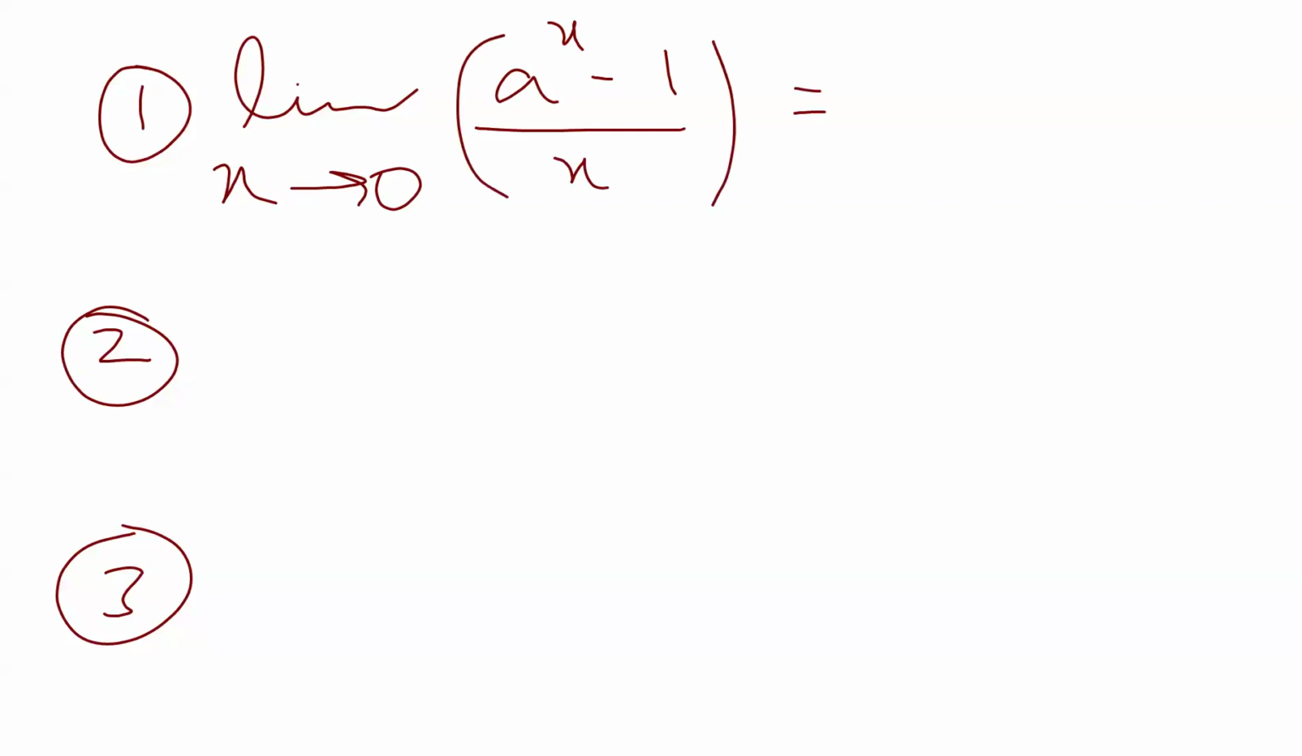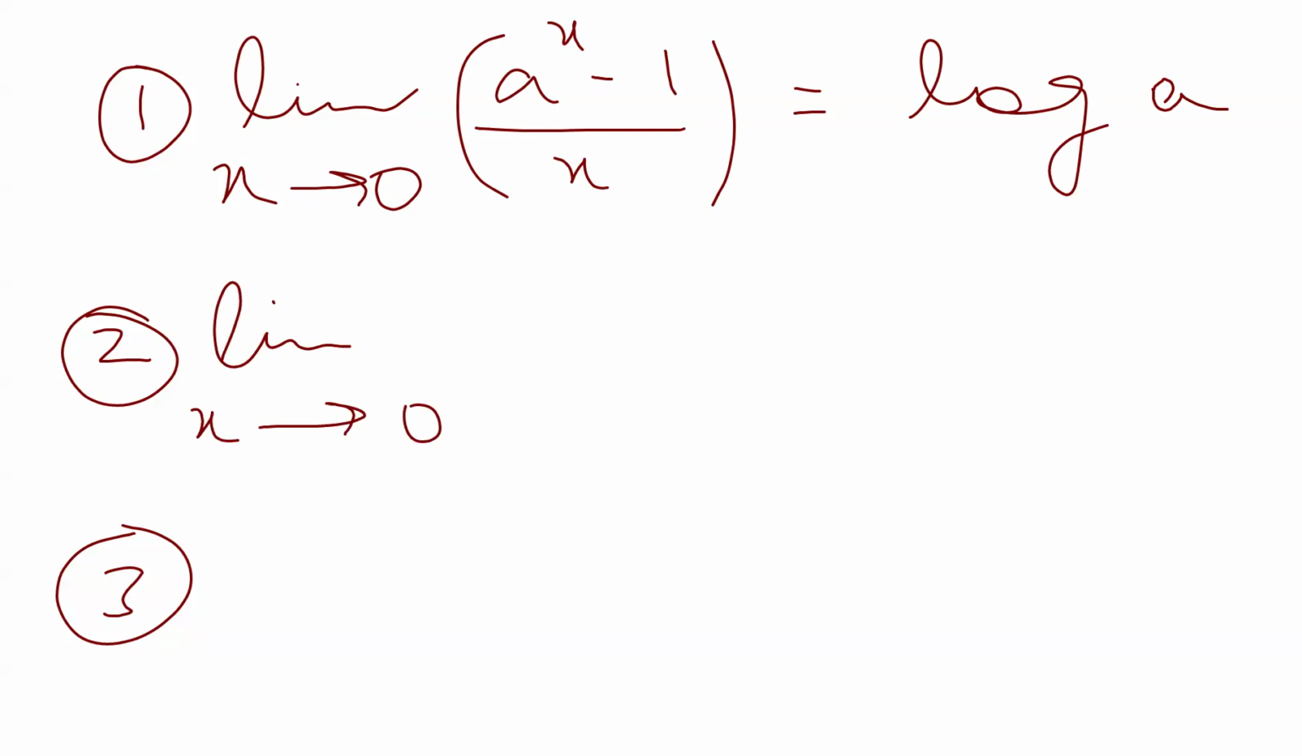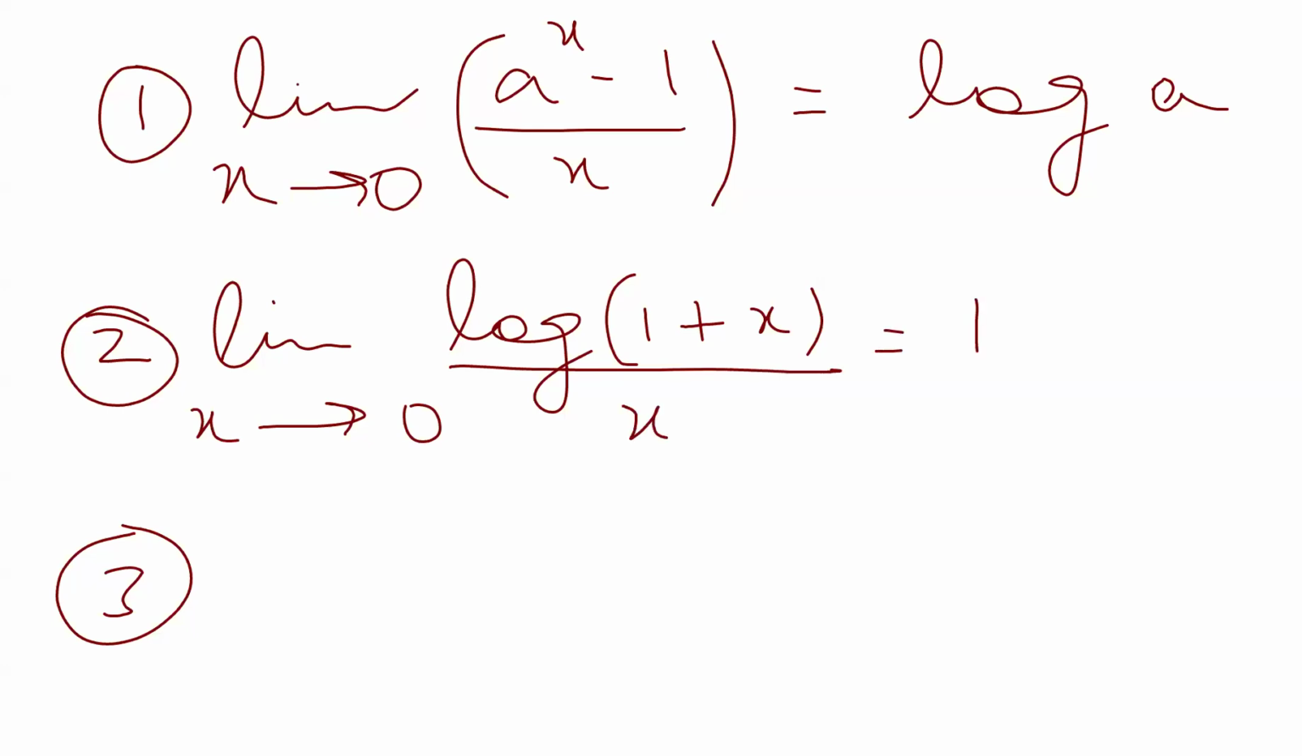So basically there are three formulae: formula number one, formula number two, and formula number three. First formula, limit x approaching 0, (a raised to x minus 1) upon x is equal to log a. Obviously the base of this particular log is e. Limit x approaching 0, log(1 plus x) the whole upon x is equal to 1.